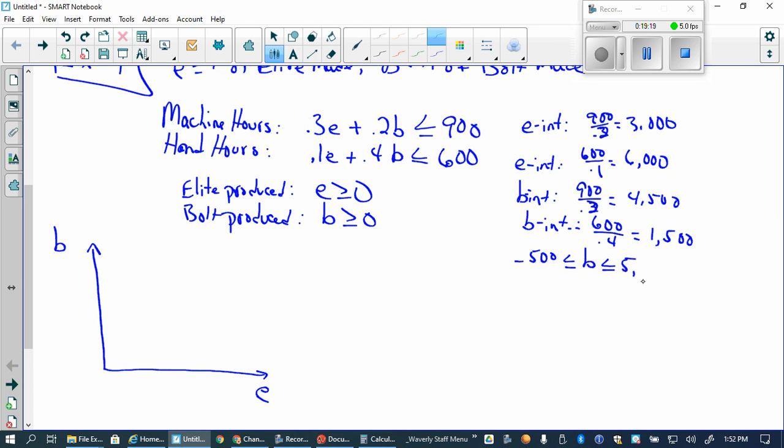Let's go out to 5,000. And what's the biggest E-intercept of the two? Probably that number that's bigger, 6,000. So maybe we'll go from negative 500 to E less than or equal to 6,000. There we go. All right.